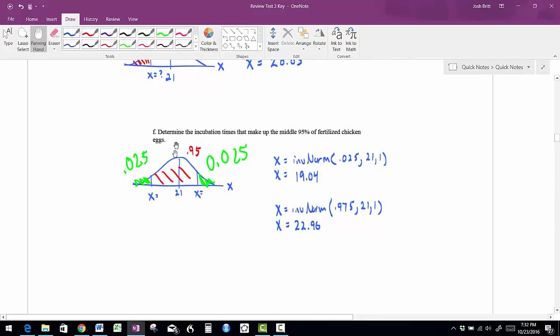Alright, middle 95%, so middle 95% here. You've got 5% left over, which must be split into the two tails. You've got an incubation time here and here. Area to the left of this point is 0.025. Area to the left of this point is the red plus the green, which is 97.5.